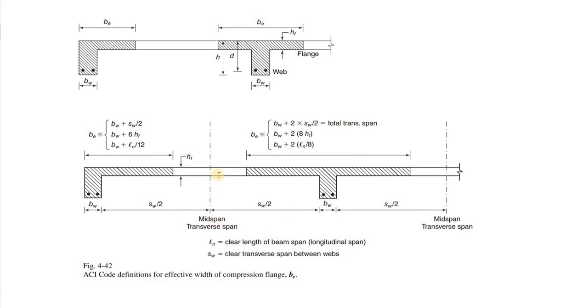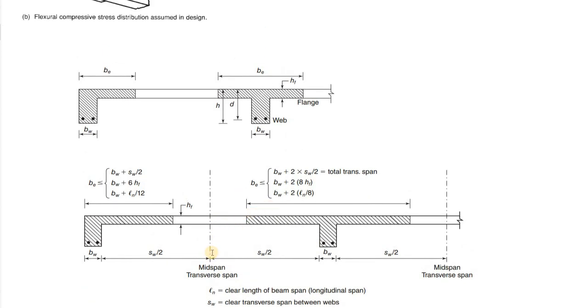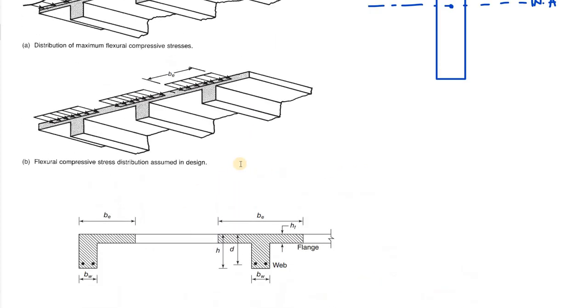And what is LN? LN is not shown in this figure. You can't see LN in this figure because it's a cross-sectional view. LN is perpendicular to this. So LN is the clear length of the beam span, in the longitudinal direction. You can't see it in this figure.